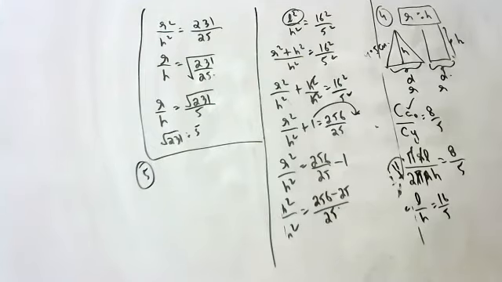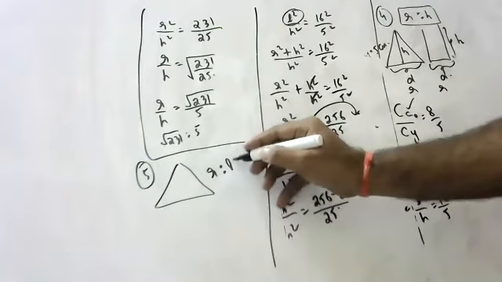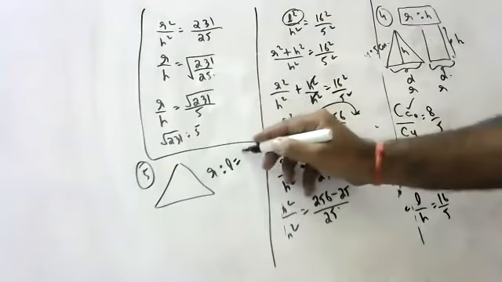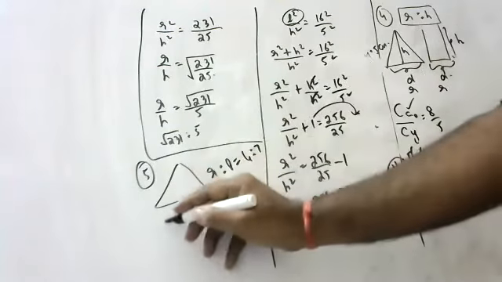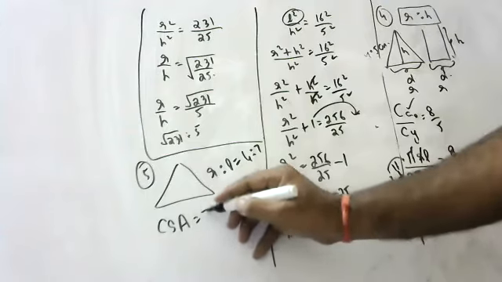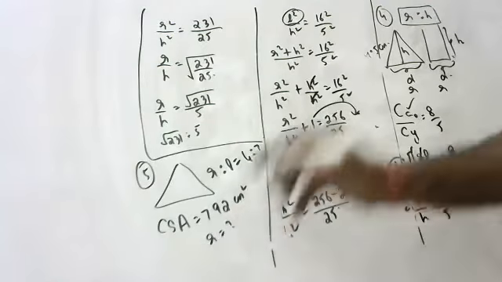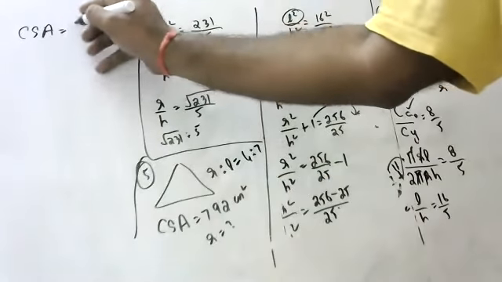The radius and slant height of a cone are in the ratio 4 is to 7. The CSA of the cone is 792 centimeters square. Then what is the radius? What is the CSA of a cone? Pi R L. CSA equals pi R L.